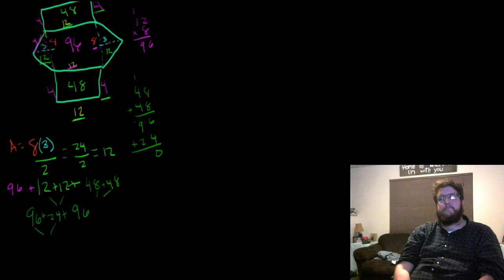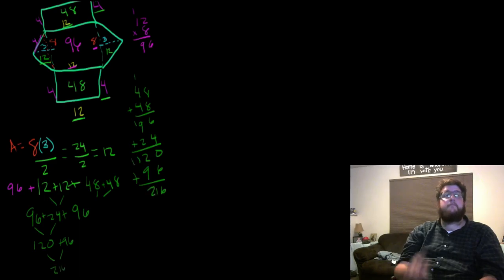6 plus 4 is 10. 9 plus 1 is 10, plus 2 more is 12. So 96 plus 24 is 120. Now I can add 96 to it. 6 plus 0 is 6. 9 plus 2 is 11. 1 plus 1 is 2.